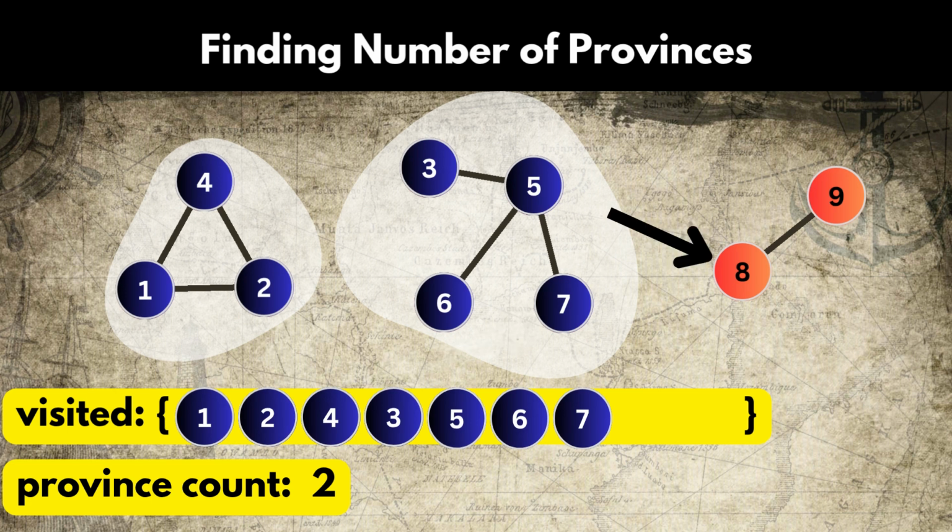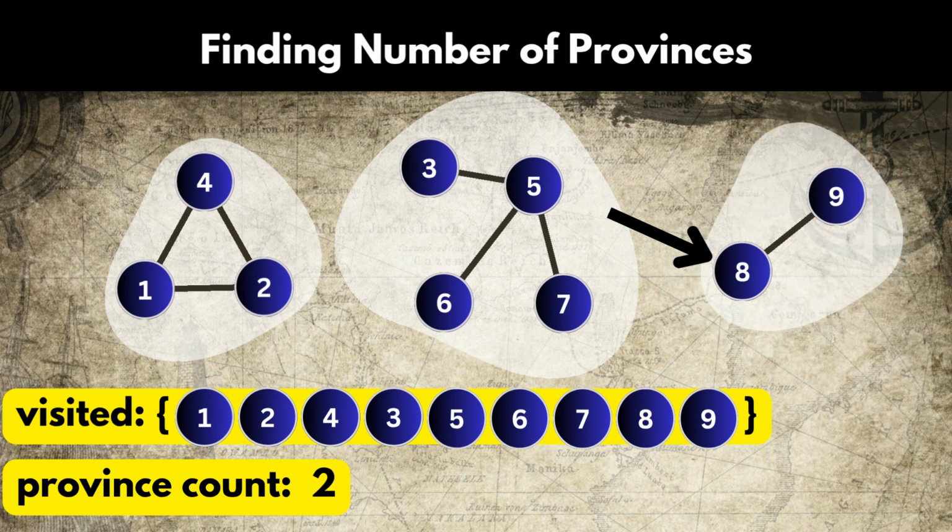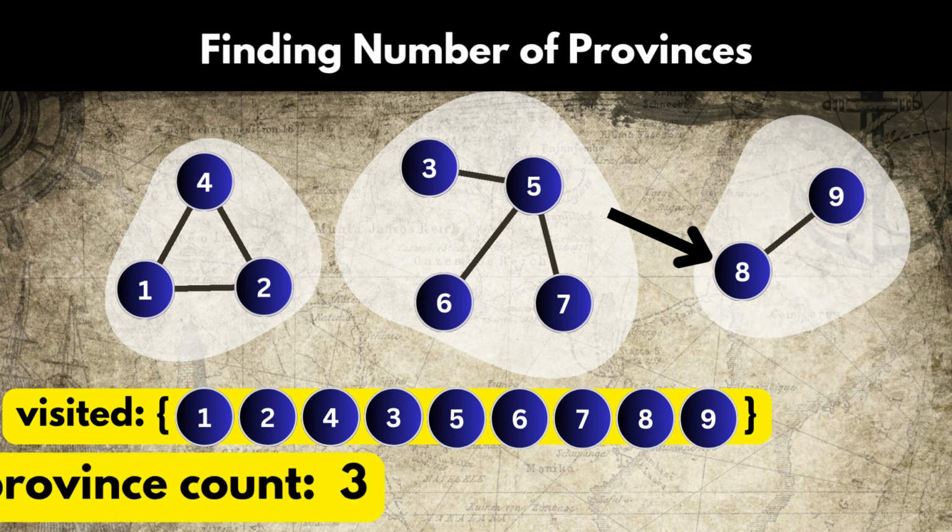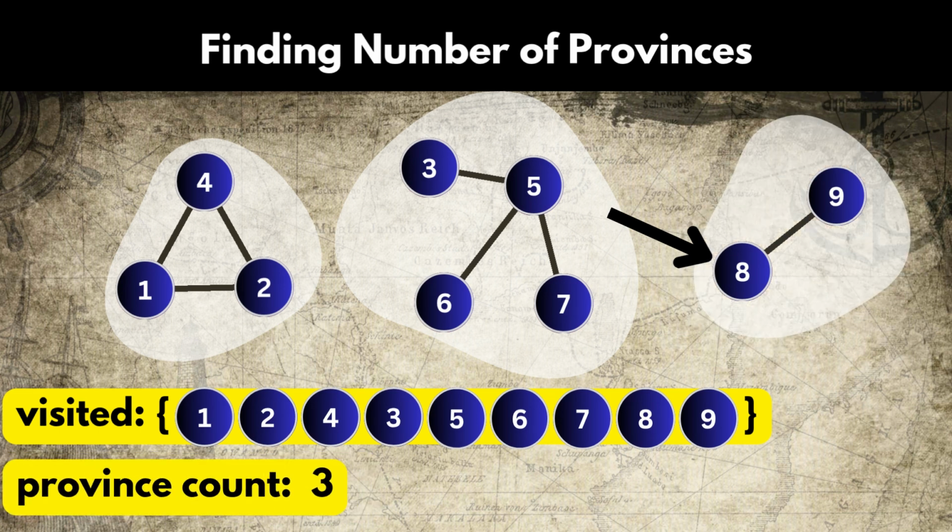Next node is 8, it is unvisited. Start DFS from node 8. DFS visits node 9. End of DFS for node 8. That's the third province. Count becomes 3. Next node is 9, already visited. All cities are now visited. Final province count is 3.